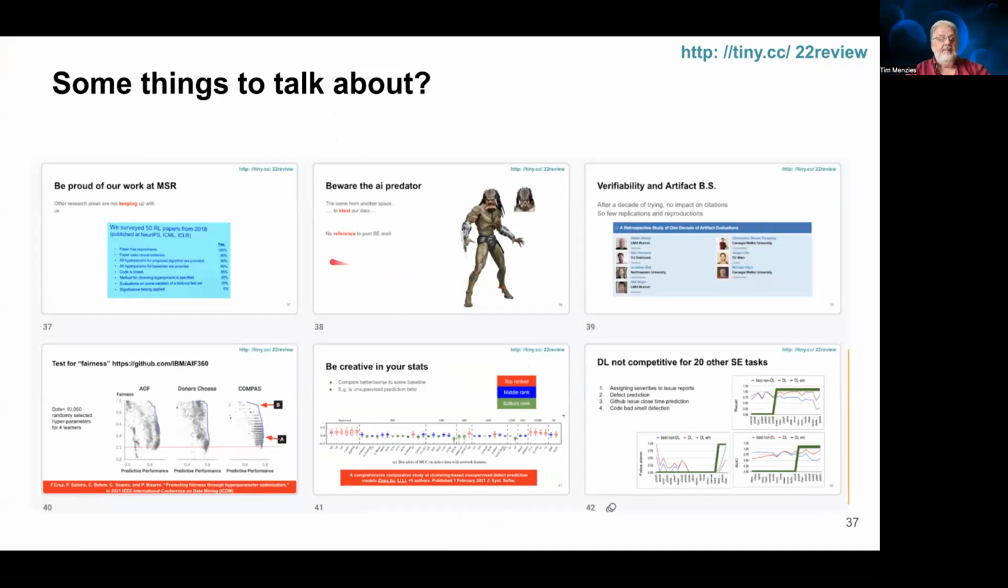So be proud of what we're doing. We've got incredible standards at MSR, keep them up. Beware the AI predator: count the number of references to SE papers at the back, and if it's low, be suspicious. Maybe it's time to call bullshit on artifacts and do another kind of artifact evaluation. Fairness matters. It's really undervalued in our review processes, but there are social factors. Deep learning, do it, but be more critical of it. And there's something I didn't get to here, but I ran out of time.